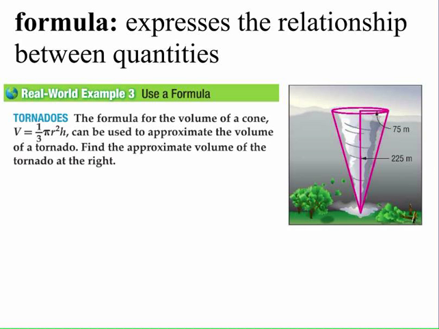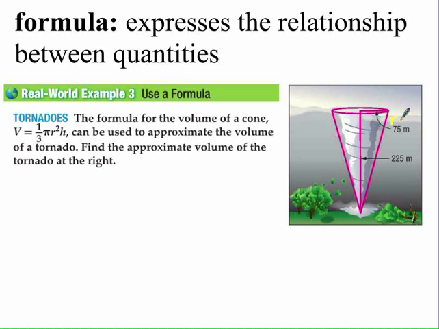And so we actually have an excerpt taken from your book, and it's about using a formula, and in this case, notice a tornado. It says the formula for the volume of a cone, V equals 1/3 pi r squared h, can be used to approximate the volume of a tornado. Find the approximate volume of the tornado at the right. So let's review a little bit. What does R stand for? Radius. Okay, so in this problem, what would be the radius?